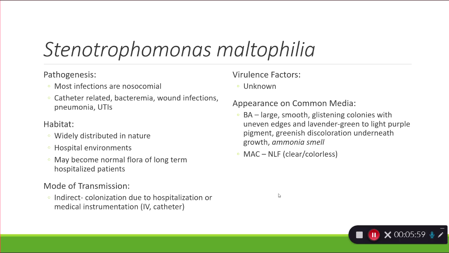We don't know much about the virulence factors, but it does grow in common media. On a blood agar, there's large, smooth, glistening colonies with uneven edges and lavender green to light purple pigment, a greenish discoloration underneath, and it smells of ammonia. On MacConkey, it'll grow, but it's a clear and colorless colony called a non-lactose fermenter.